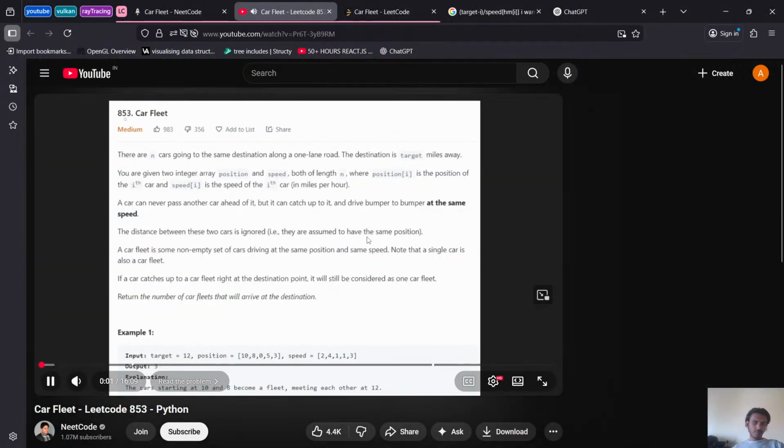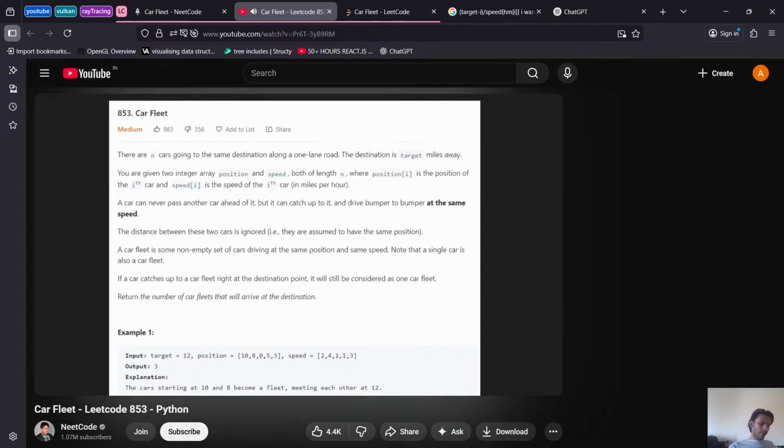Everyone, welcome back, and let's write some more NeetCode today. So today let's solve the problem Car Fleet. I think a lot of people don't end up solving this problem, but I think it's a very good and interesting problem to solve.